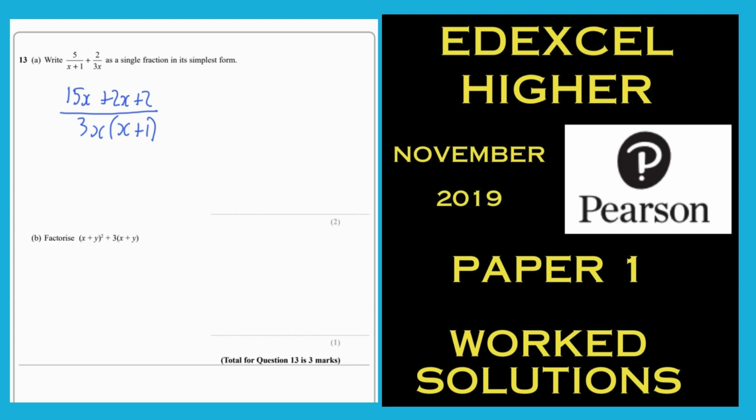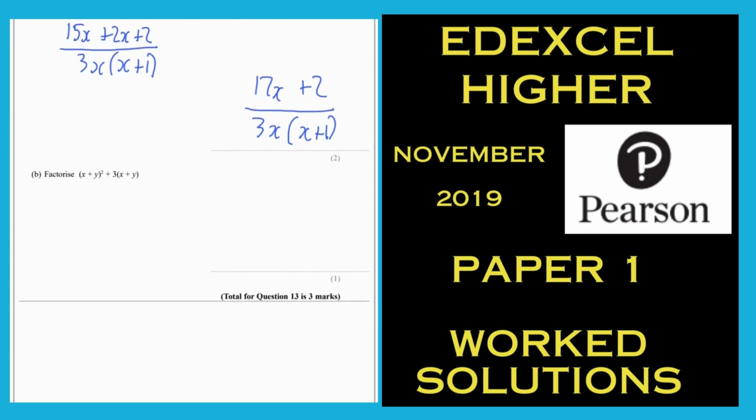Some teachers will keep the brackets in and so on and so forth. I've done a couple of questions the long way. I'm doing this one the short way. The bottom stays the same, so I'm worth a couple of marks. Just simplify the top. There's 17x, and there's 2. On to B, which is a bit of a weird one.